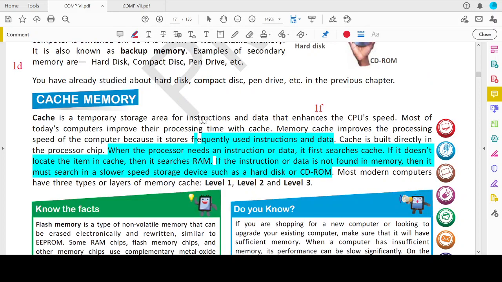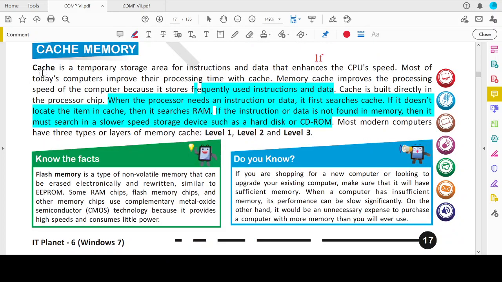Right. Next we will see about the cache memory. A cache is a temporary storage area for instructions and data that enhances CPU speed. Most of today's computers improve their processing time with cache. Memory cache improves processing speed of computer because it stores frequently used instructions and data. Cache is built directly in the processor chip.